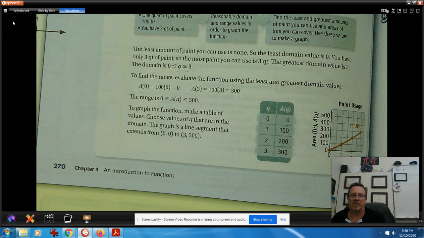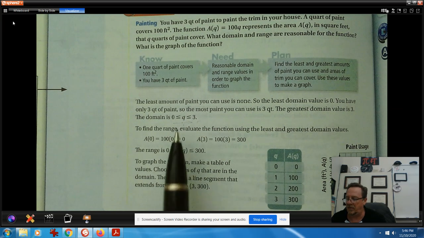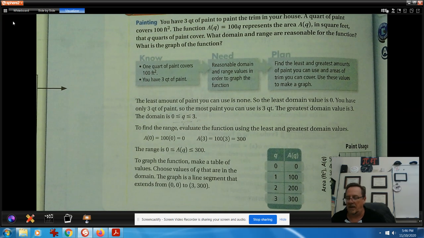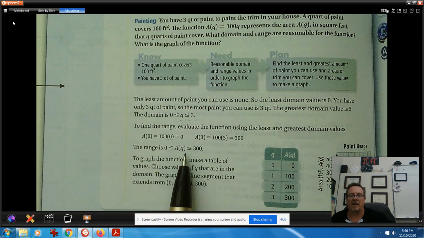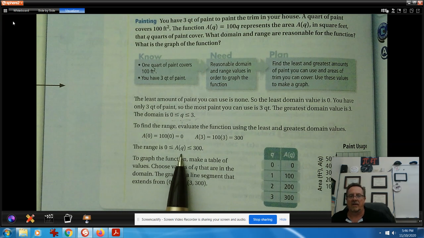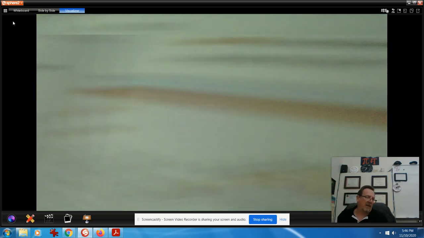Make sense? So we can talk about our domain. What can we plug in? Anything from 0 to 3, because I only have 3 quarts of paint. And when I plug those in, I get output values that go between 0 and 300 based on that A of Q, that function that they told me about before. So my function value, A of Q, lives between 0 and 300. Groovy? Groovy. All right.